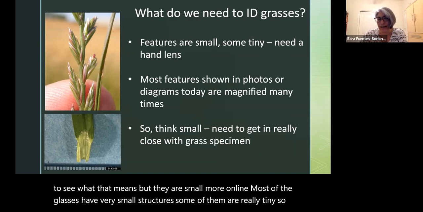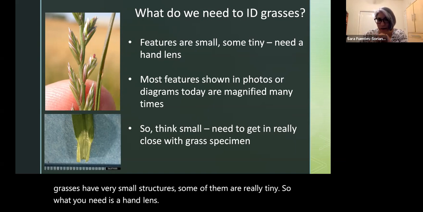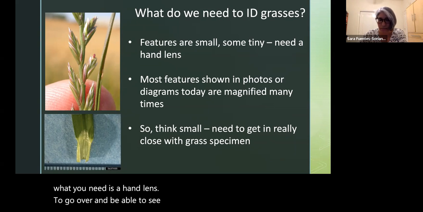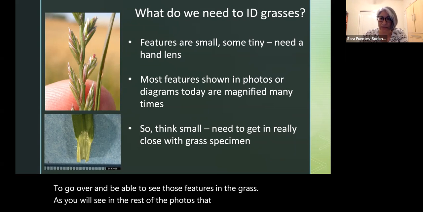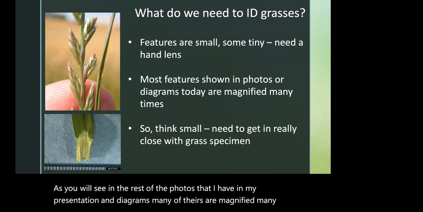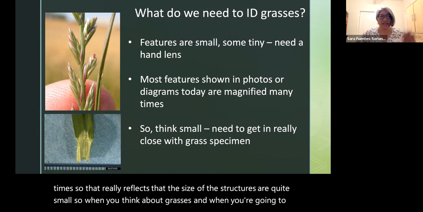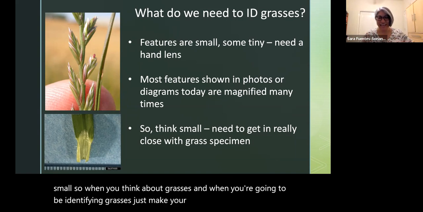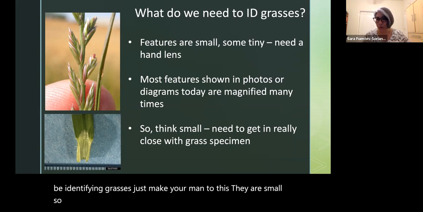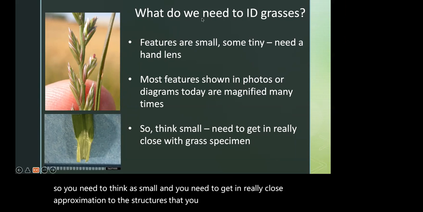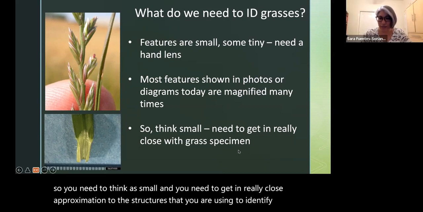So what you need is a hand lens to go over and be able to see those features in the grass. As you will see in the rest of the photos and diagrams in my presentation, many of them are magnified many times. That reflects that the size of the structures is quite small. So when you're identifying grasses, just make up your mind to this: they are small. You need to think small and get in really close to the structures that you are using to identify the grass specimen.